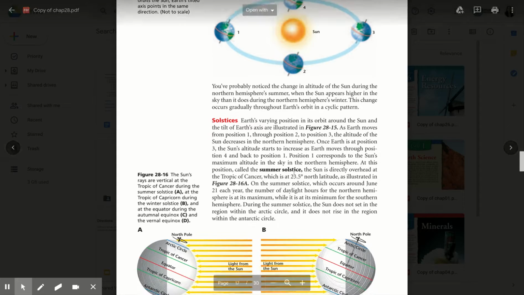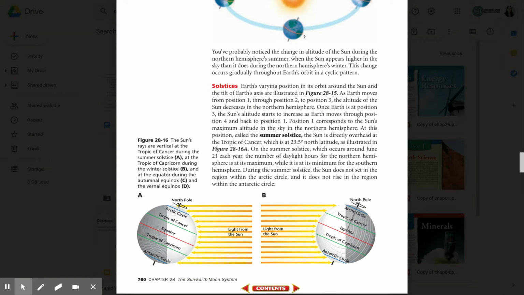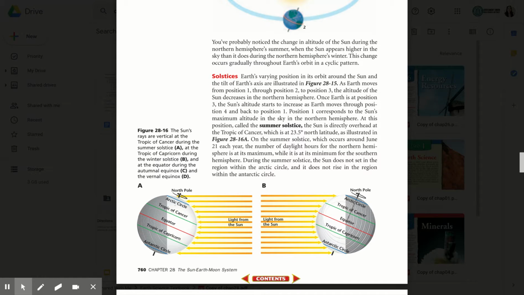As Earth moves from position 1 through position 2 to position 3, the altitude of the Sun decreases in the northern hemisphere. Once Earth is in position 3, the Sun's altitude starts to increase as Earth moves through position 4 and back to position 1. Position 1 corresponds to the Sun's maximum altitude in the sky in the northern hemisphere. At this position, called the summer solstice, the Sun is directly overhead at the Tropic of Cancer, which is 23.5 degrees north latitude, as illustrated in figure 28-16a.